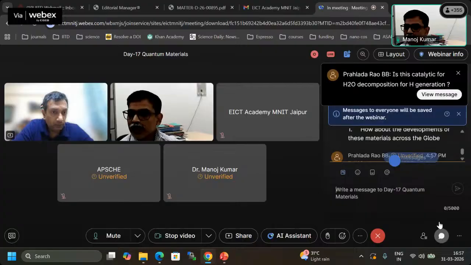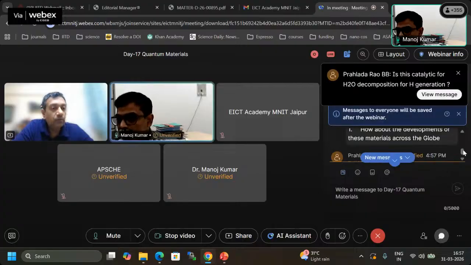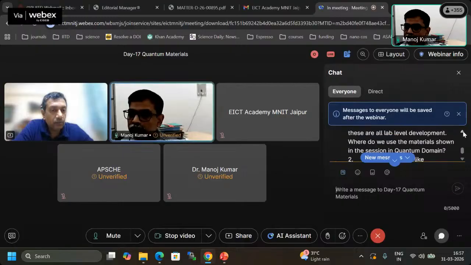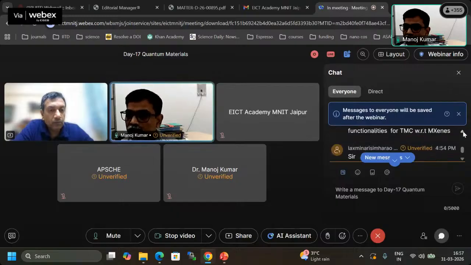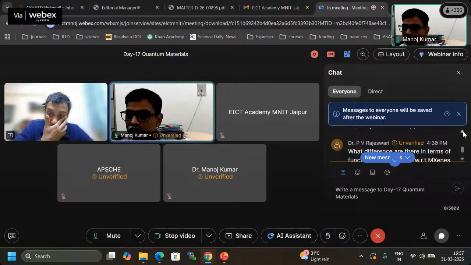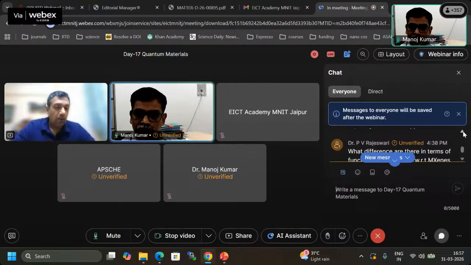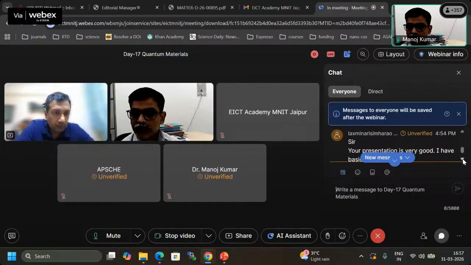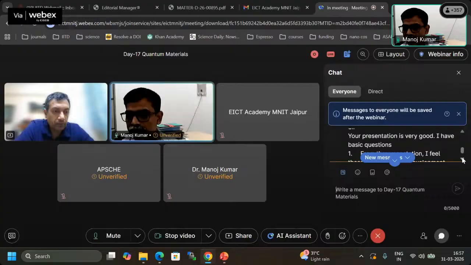Okay. So the next question is slightly, they feel these are all lab level developments. Where do we use them in material conversion, in the quantum domain? Actually, I think I can comment here, because these materials were discussed earlier, but not grown using a chemical route. Those are actually having quantum nature and they are being considered as quantum materials.